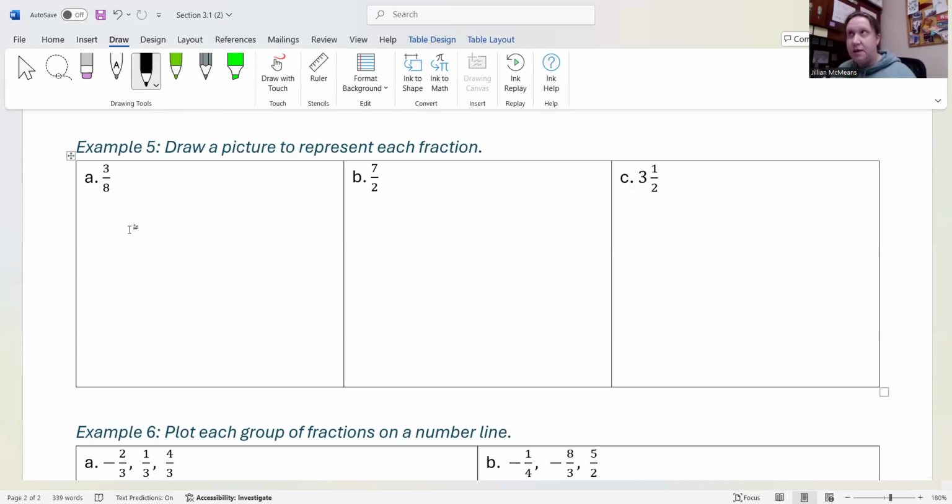Okay, so 3/8. Let's see, 3/8 is definitely proper. Okay, proper fractions, remember, are always less than 1. So that means you're only going to have one figure and only part of it will be shaded.